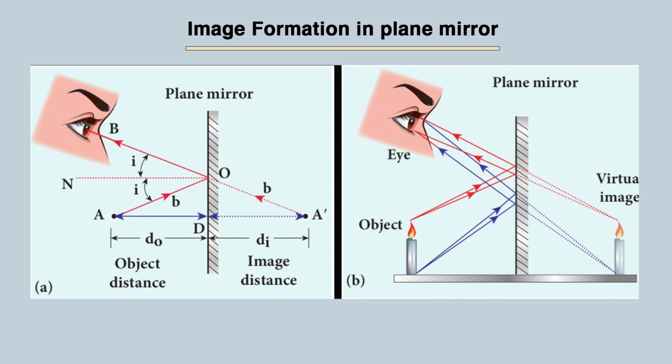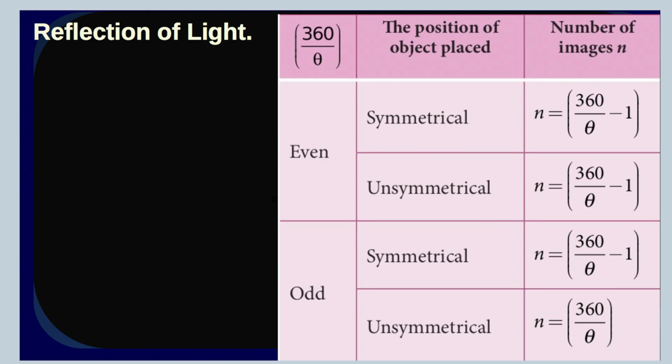And if an object is placed between two plane mirrors inclined at an angle theta, then the number of images n formed is given in the form of a table. It depends on the value of theta, whether it is even or odd, and on whether the object is placed symmetrically or unsymmetrically, meaning the angle is divided symmetrically or unsymmetrically. So, this is the formula for the total number of images formed.